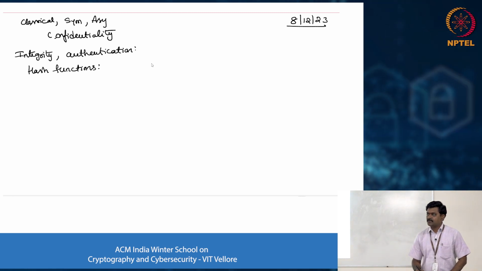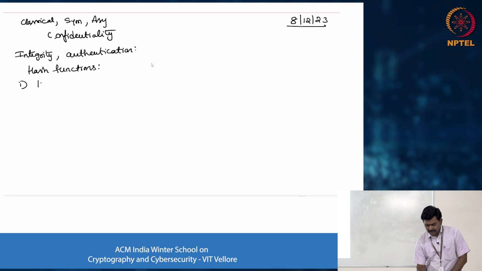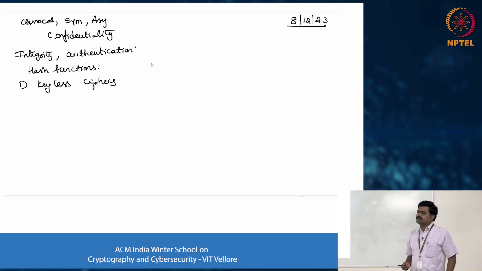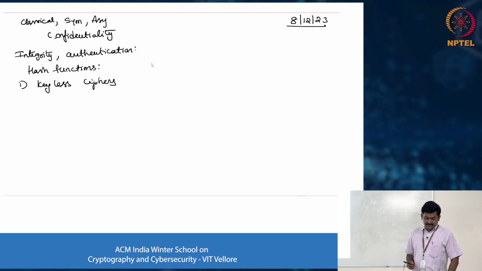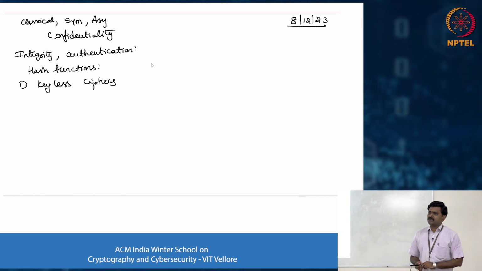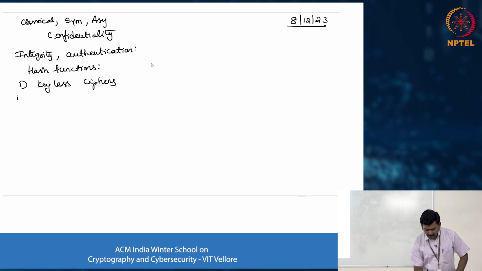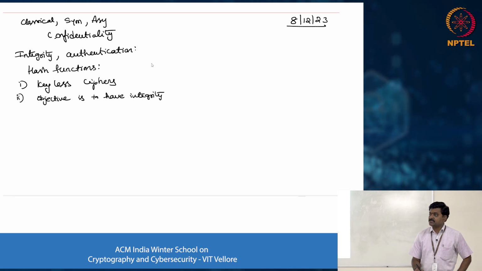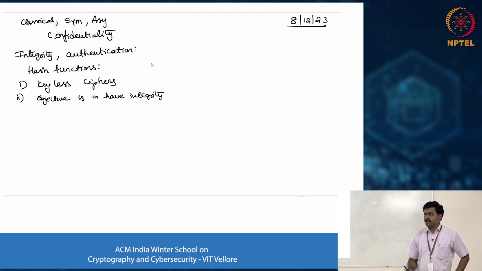So now we will discuss hash functions. Hash functions are also called keyless ciphers. In symmetric, how many keys have we used? In asymmetric, how many keys have we used? And keyless ciphers are the hashes. That means there is no key. Here, the main objective is to have integrity. Our objective is not confidentiality.